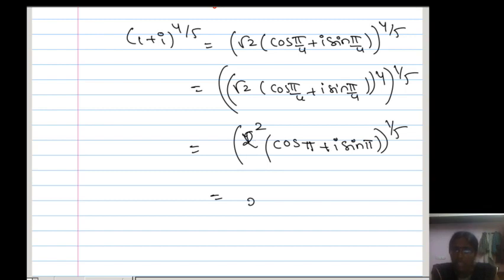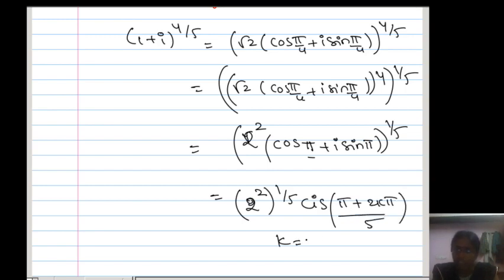So this is written as 2 square, where 2 square is the modulus, r power 1 by n. What is 1 by n? 1 by 5. Cis of, what is the principal argument you got here? It is written in the form 5 plus 2k 5 by 5, where k is equal to what? 0, 1, 2, 3, 4.